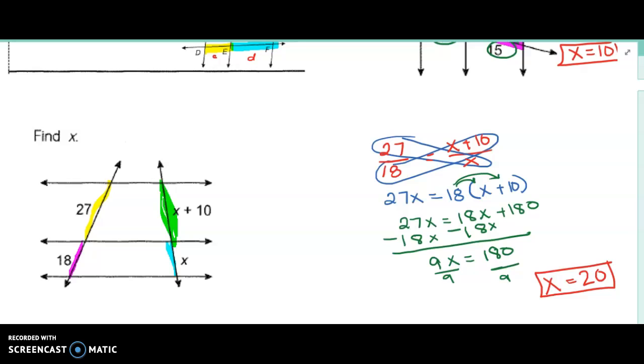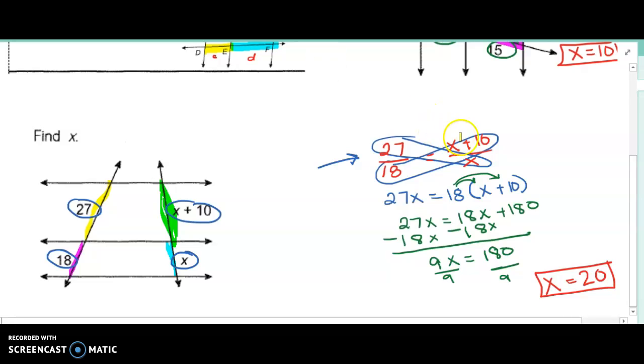All right, so when you set this up, 27 over 18 is going to equal x plus 10 over x. So I set that proportion right here. Now remember, this here, since there's more than one term, it has to go in parentheses. Okay, and when it goes in parentheses, that means we need to distribute the 18 through it. So you get 27x equals 18x plus 180. You do a little bit of algebra, you should have come up with x equals 20.